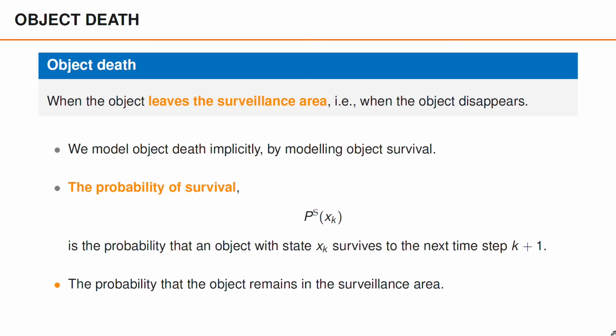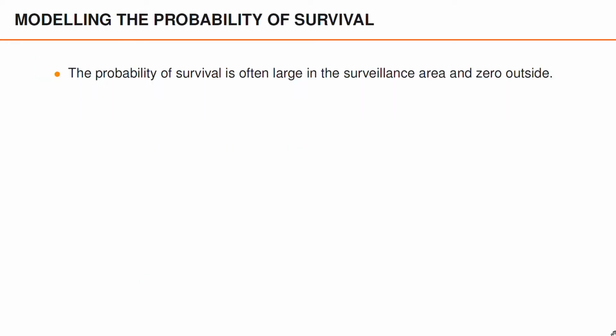This probability of survival can be modeled in many different ways, and we will have a look at one common one. Arguably, one of the most common ways to model the probability of survival is to let it be large inside the surveillance area and zero outside.